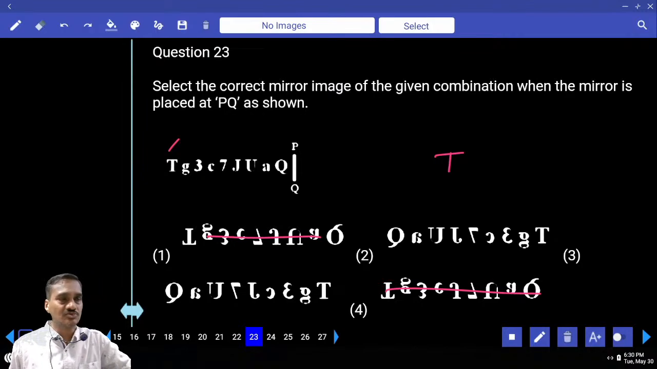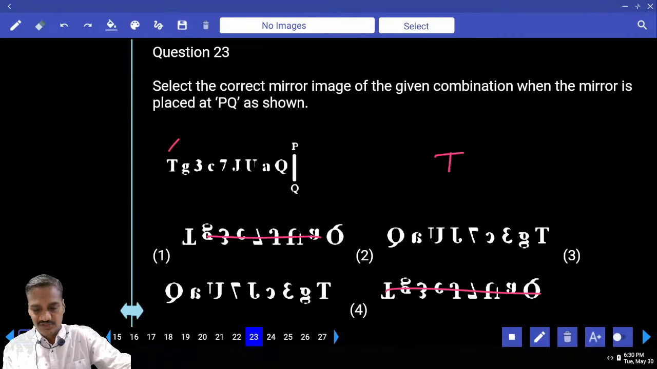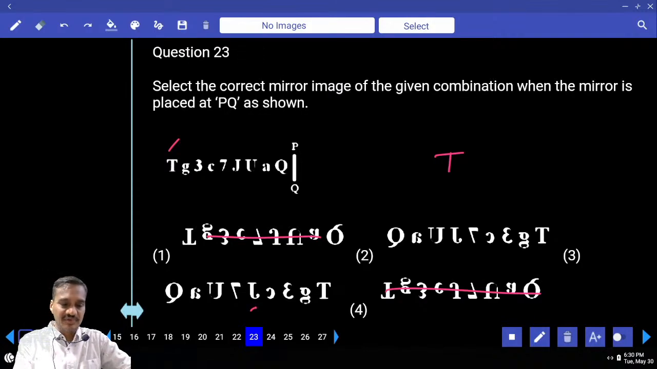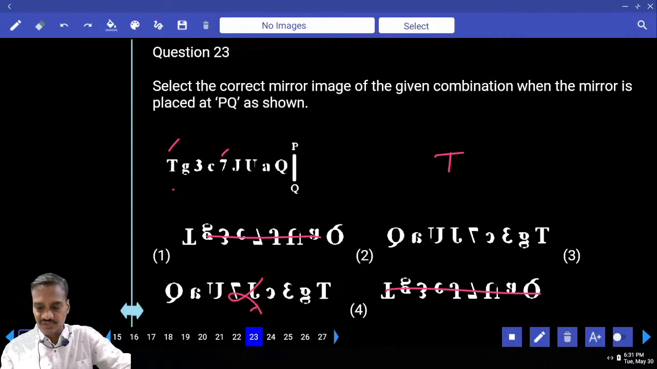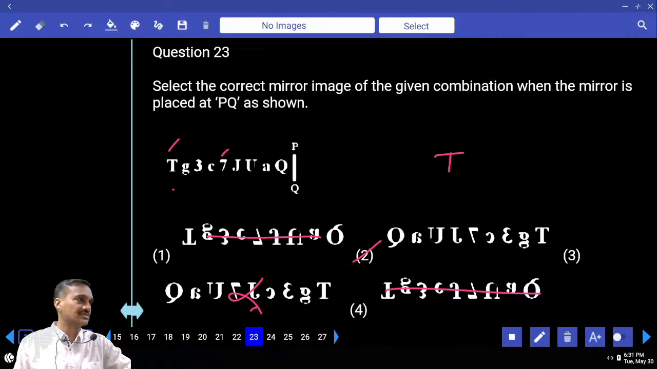As these two are ruled out, we are left with only 2 choices. Now what should we do with 2 choices? Start comparing the elements. T is same, G is same, 3 is same, C is same, now J. What should the 4th element from the left-hand side be? It should be 7, but here J has come. Hence what is your answer here? Choice 2 is the answer. This is about 23.